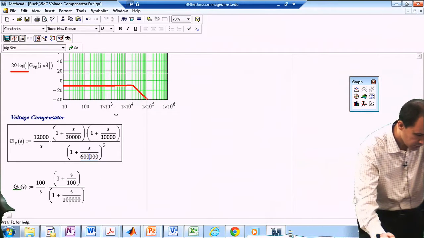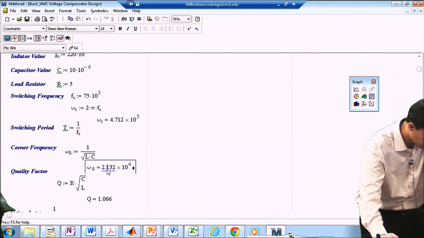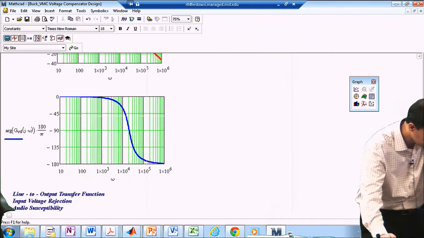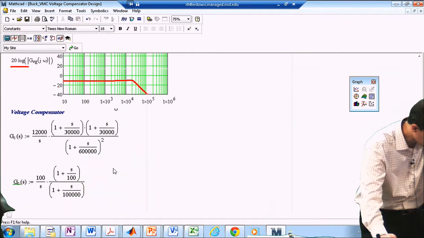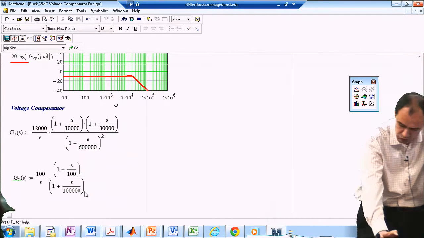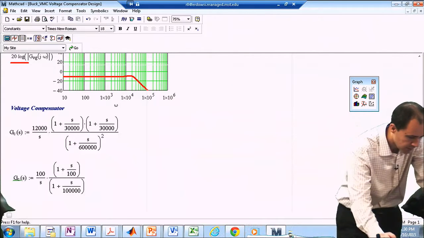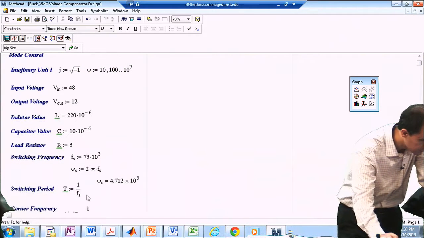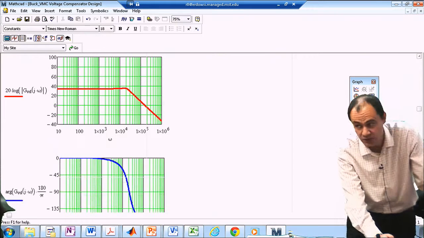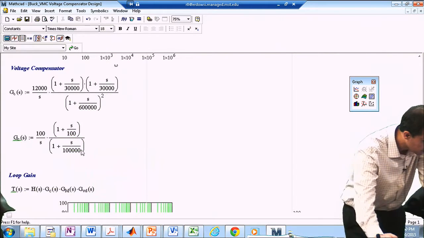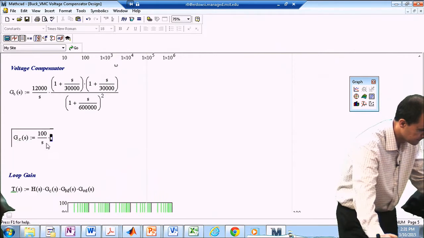Omega naught, what was the value for omega naught? Let me remember. Omega naught was about 20,000, yeah. So I'm making the zeros somewhere around omega naught. And my poles should be larger than the switching frequency. The switching frequency was about, let me go and check, omega S is about 470,000. So mine are about 600,000, and I'm going to place them over there. I'm going to delete this because this is what we were looking at last time.